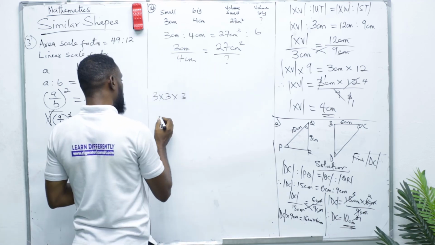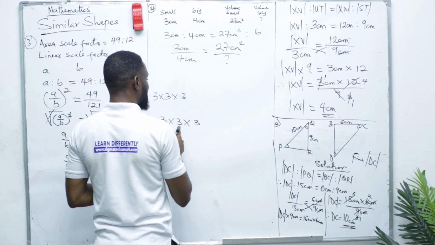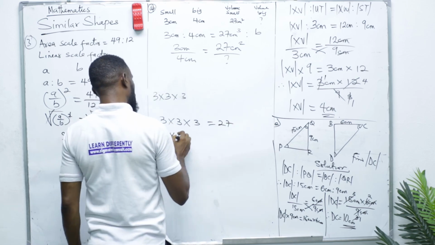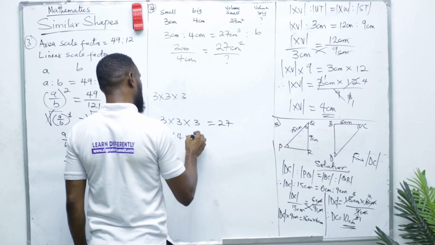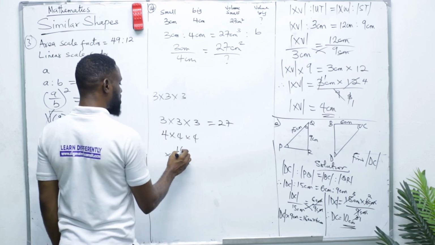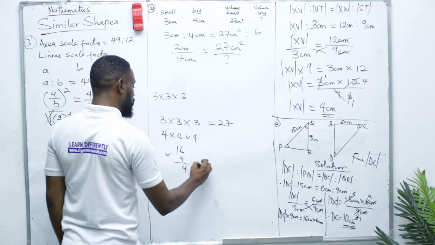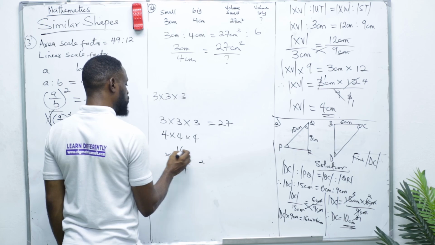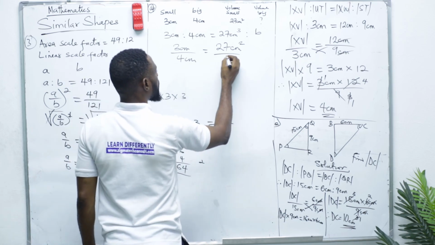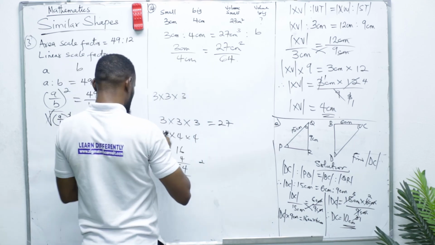So 3 times 3 times 3. 3 times 3 is 9. 9 times 3 is 27. Now if we have 4 times 4 times 4, 4 times 4 is 16. 16 times 4. 4 times 6 gives us 24, so write down 4, carry 2. 4 times 1 is 4, plus 2 is 6. So it is 64 that we are supposed to have here. How did we simply get this now? How do we do that?